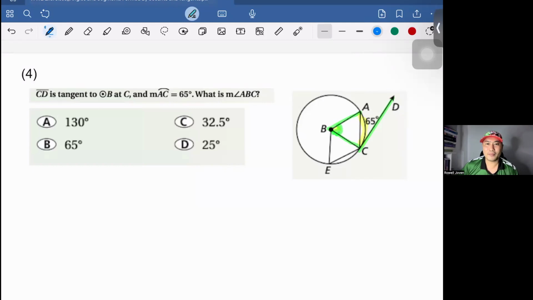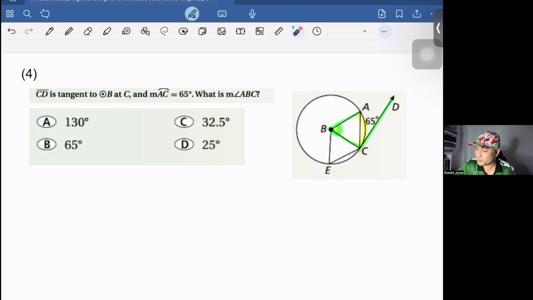All right, let us now answer problem number 4. So in the problem, the measure of arc AC is 65 degrees, and we want to get the measure of this angle. We know that by the definition of the central angle, angle ABC is a central angle.